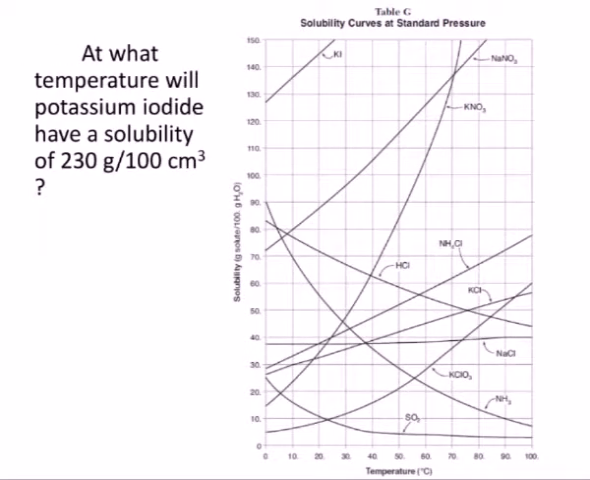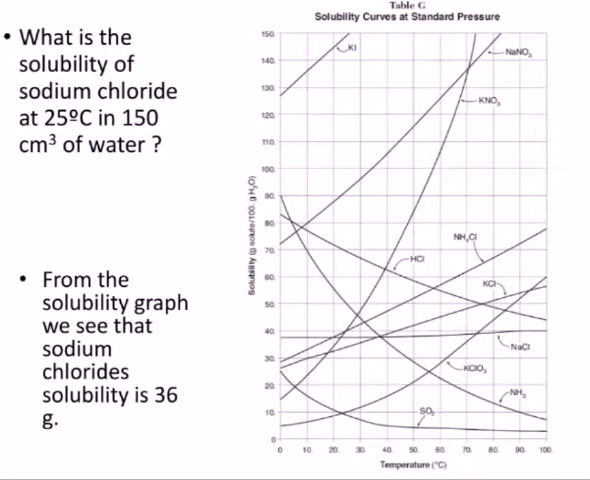But where you guys may or may not have seen this before is a question like this. It says, what is the solubility of sodium chloride at 25 degrees Celsius in 150 milliliters of water, which is just saying 150 grams of water? Okay? Well, if we follow our same rules, sodium chloride is going to be this line right here, the one that doesn't change much. Okay? And we are at 25 degrees Celsius, so it's going to be right about there. What's that value? It's about what?